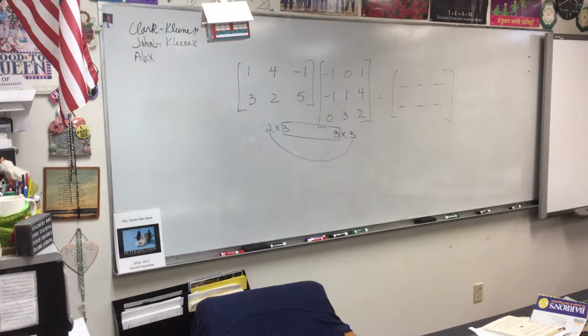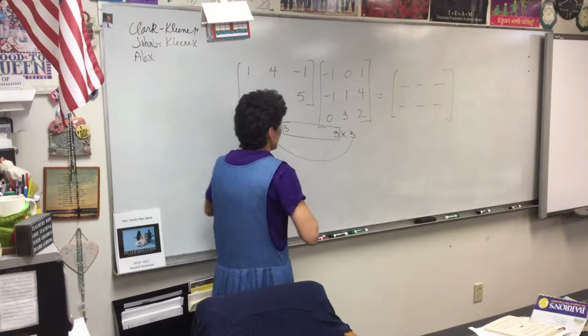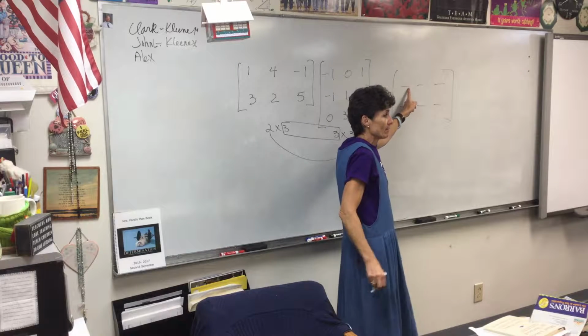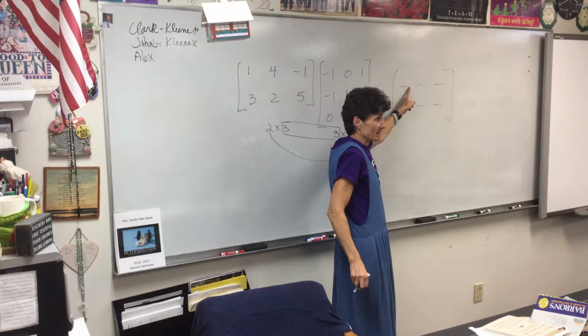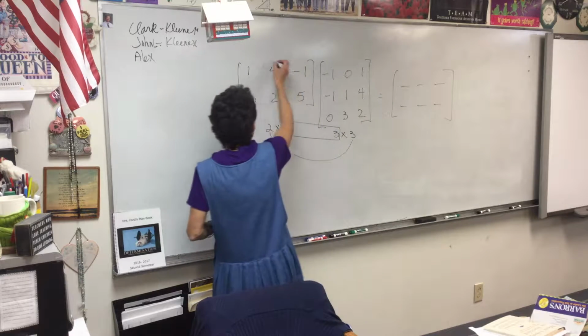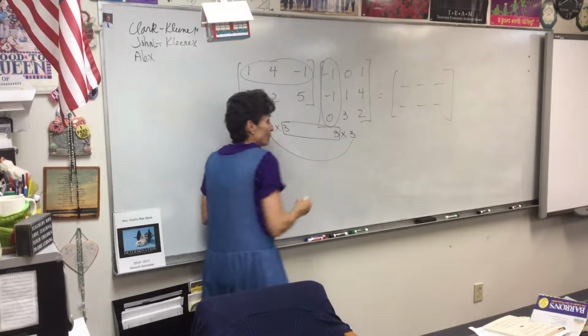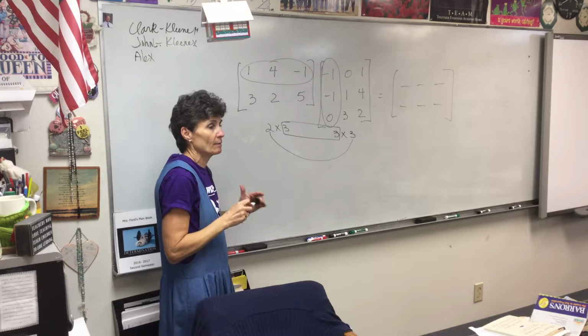There are more numbers to keep track of, so sometimes you do want to write them down. When you fill this spot right here, hopefully everybody's got this one filled, you should have multiplied these numbers times these numbers. First row times first column.